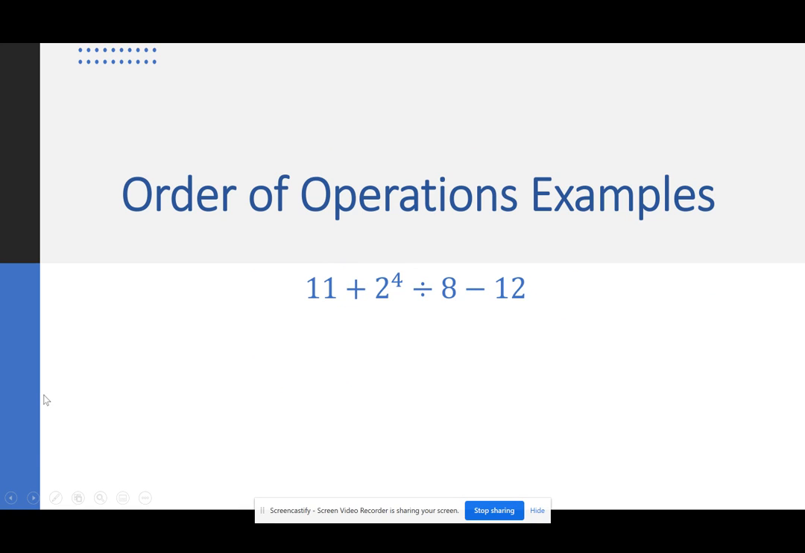Now this one looks a little shorter. So I don't see any parentheses. So we're going to start with this exponent. As I said before, 2 to the fourth would be 2 times 2 times 2 times 2. So like 2 times 2 is 4, times 2 times 2. Then we get 8 times 2 is 16. So we have 11 plus 16 divided by 8 minus 12.